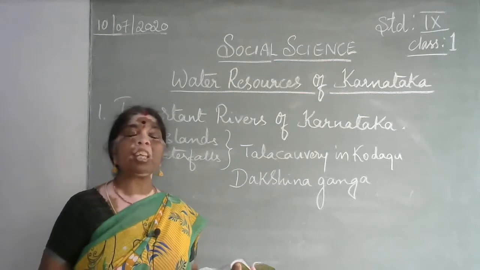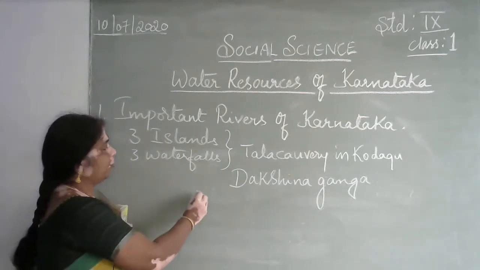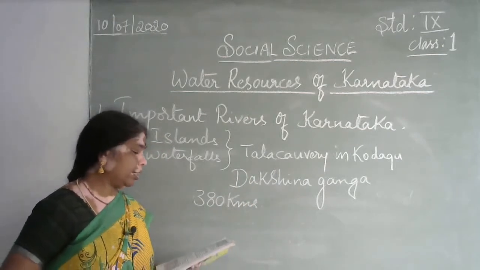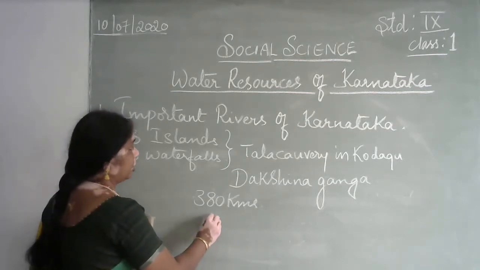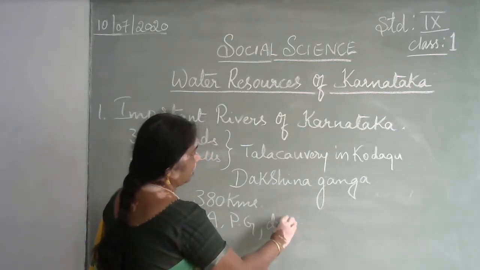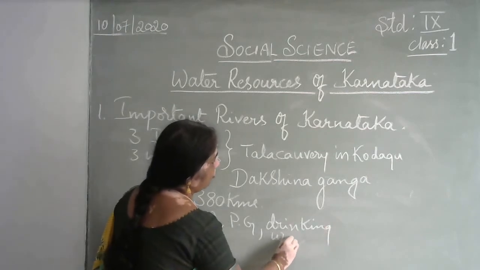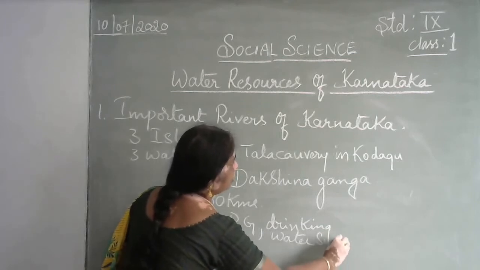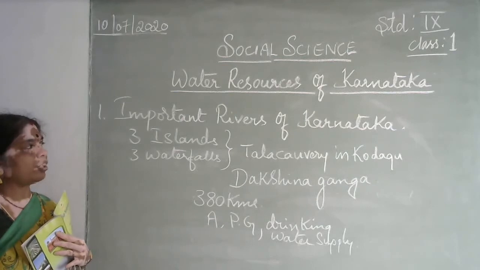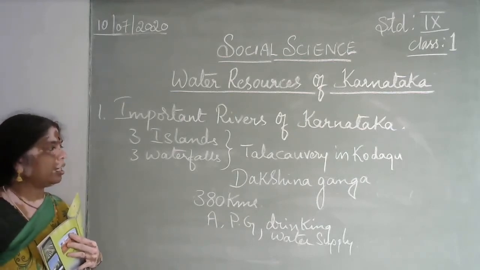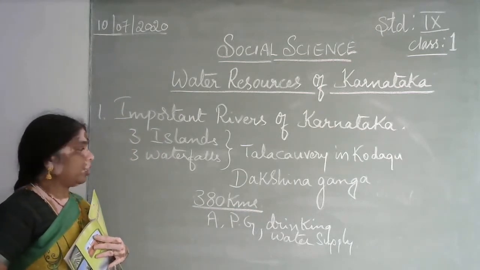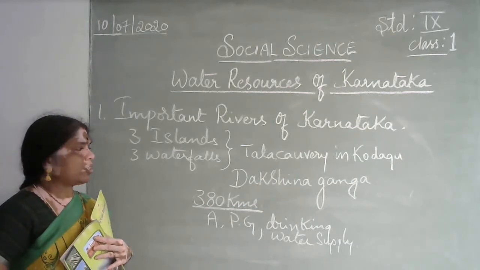It flows for only 380 kilometers in Karnataka. This river is most useful for agriculture, power generation and drinking water supply. This is about River Kaveri: three islands, three waterfalls, it originates in Talakaveri in Kodagu, it is also called Dakshina Ganga, and it flows through Karnataka for 380 kilometers. It is very useful for agriculture, power generation and drinking water supply.